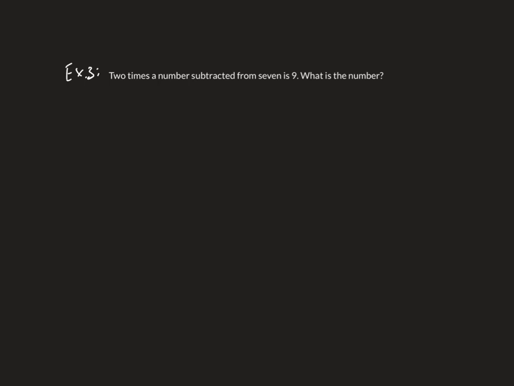So 2 times a number, so times 2, a number, I don't know what that is, so I'm going to get that 2x, subtracted means minus, from 7, subtracted from, and I'm underlining the from, and I'm going to show you why in a second, from 7 is 9. What is the number?